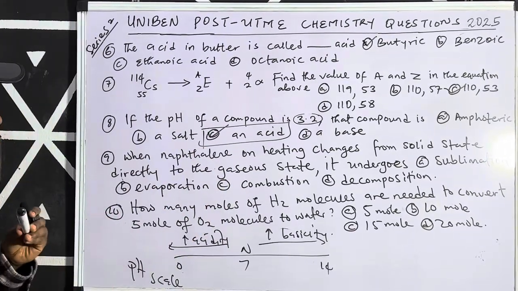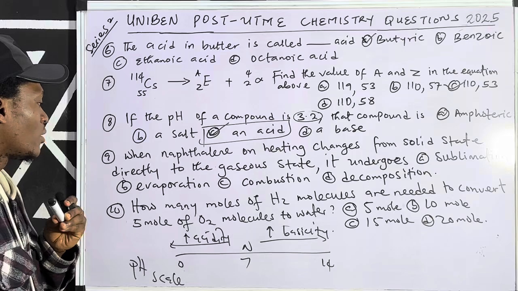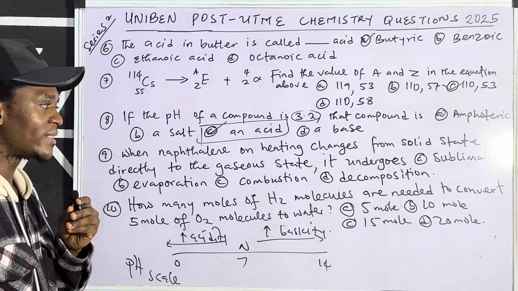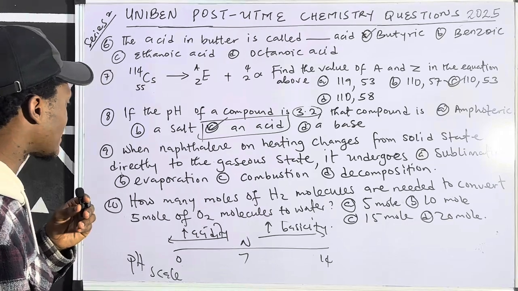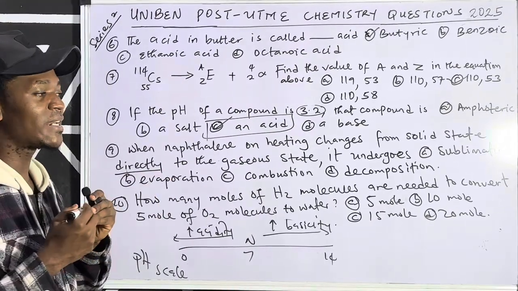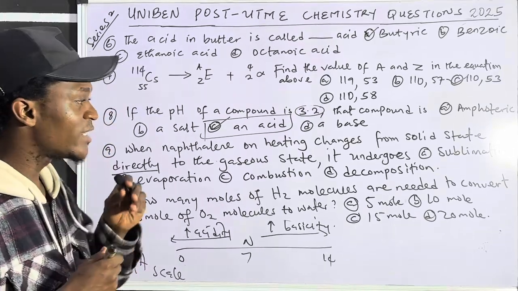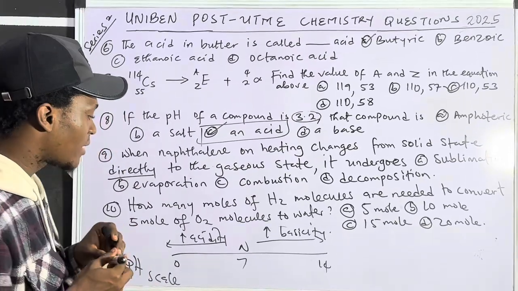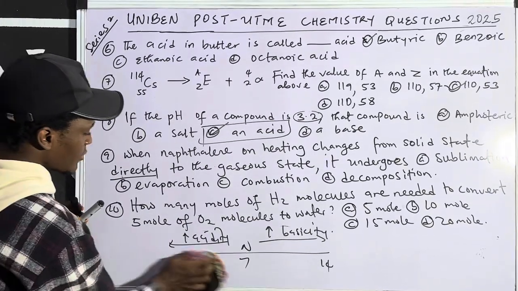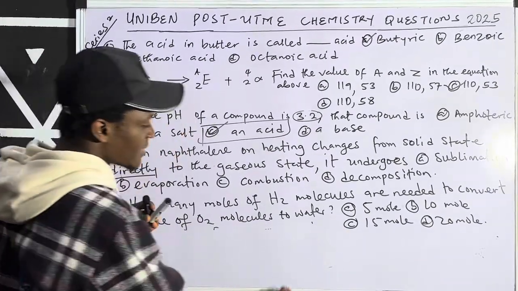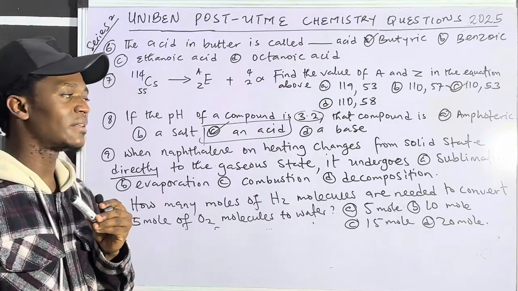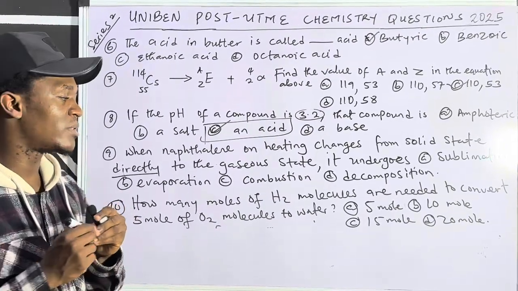Then let's see question 9. Question 9 says, when naphthalene on heating changes from solid state directly, keyword directly, to the gaseous state, it undergoes dash. What this question is telling us is that a certain solid, when heated, is transformed from being solid to gas directly without passing through the liquid state.